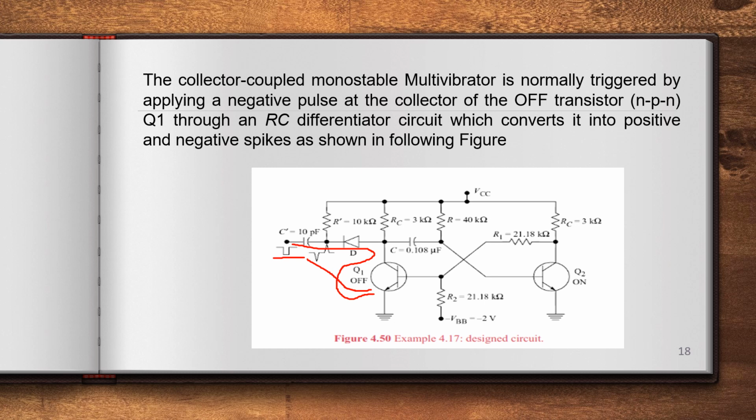This negative pulse is applied through a capacitor followed by a resistor, which acts as a high pass filter. A high pass filter acts as a differentiator for small time constants. So if you apply a negative pulse, the output of this differentiator will be a series of positive and negative spikes. These spikes will be transmitted to the base of the on transistor. In this way, triggering is applied for a collector coupled monostable multivibrator to induce a change in its stable state.